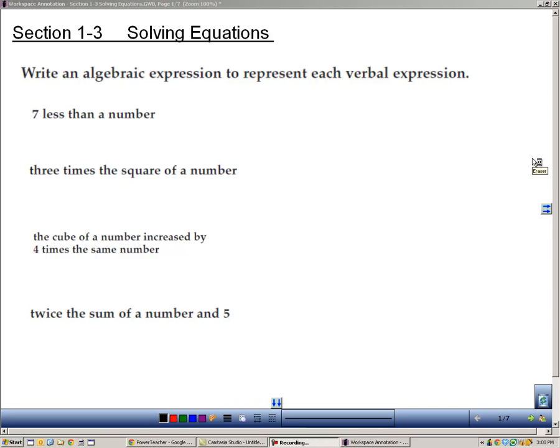Section 1.3 is about solving equations. There's a lot of things in this section that are fairly basic and fundamental. We're going to get through those, and you're going to find a lot of it to be a review. Here we're asked to write an algebraic expression for these verbal expressions.